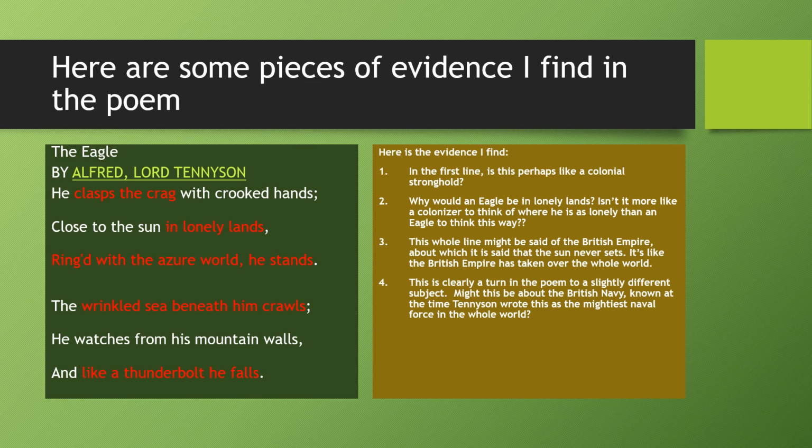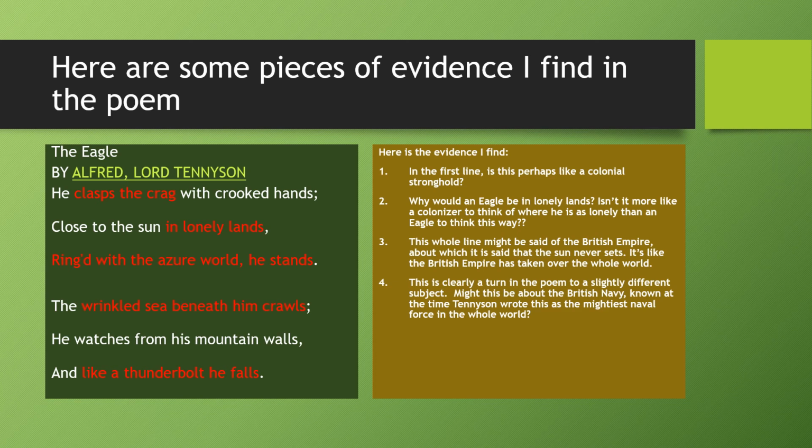The wrinkled sea beneath him crawls. First of all, the idea that the sea is wrinkled is pretty cool. It's just a beautiful, evocative image, I find. And the idea that it's crawling beneath him is an interesting idea. And so I say this is clearly a turn in the poem to a slightly different subject. And I wonder if this isn't a statement about the British Navy, which during Tennyson's time was known as the mightiest naval force in the whole world, bar none. It really did have that reputation. And you could say of the British Navy that the sea beneath it crawled. In other words, it was subordinate to the Navy itself.